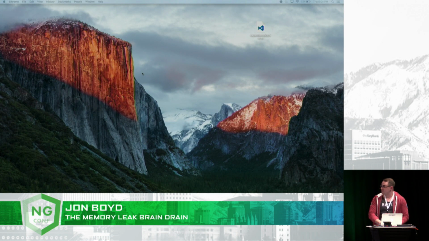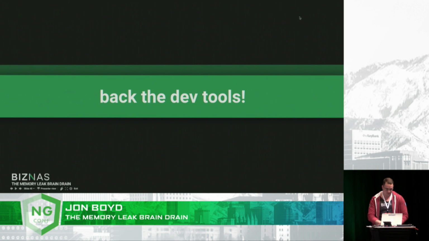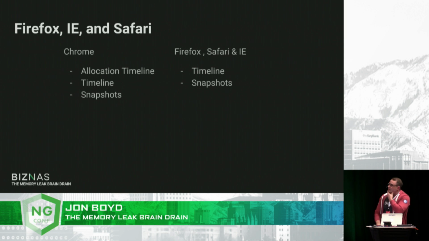So, got a couple more slides. So, like I said, because of the different engines, you might have to use a different browser to try and figure out what the memory leak is. I personally like Chrome the most. I think it's the best tool. It has the allocation timeline. The other browsers don't have that, so it's a pretty big advantage. But with that said, there will be times you have to use the other browsers and the other tools, especially if a memory leak is only present in one browser.